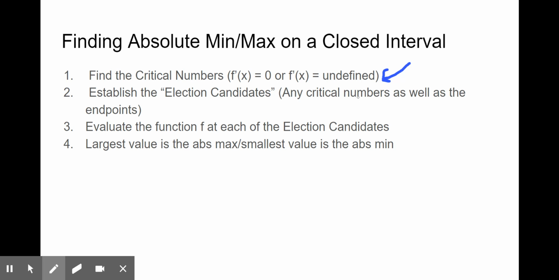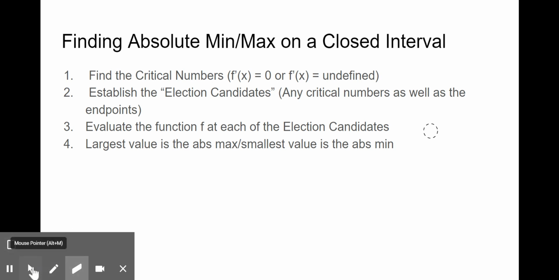All right, and then what you're going to do is take those election candidates and plug them into the original function f of x. Okay? And then finally, you're going to look at the y values. The largest y value is the biggest winner. That will be the absolute max. And the smallest y value is the biggest loser. They will be the absolute min. All right? And again, it doesn't matter if it's a critical number or an endpoint.